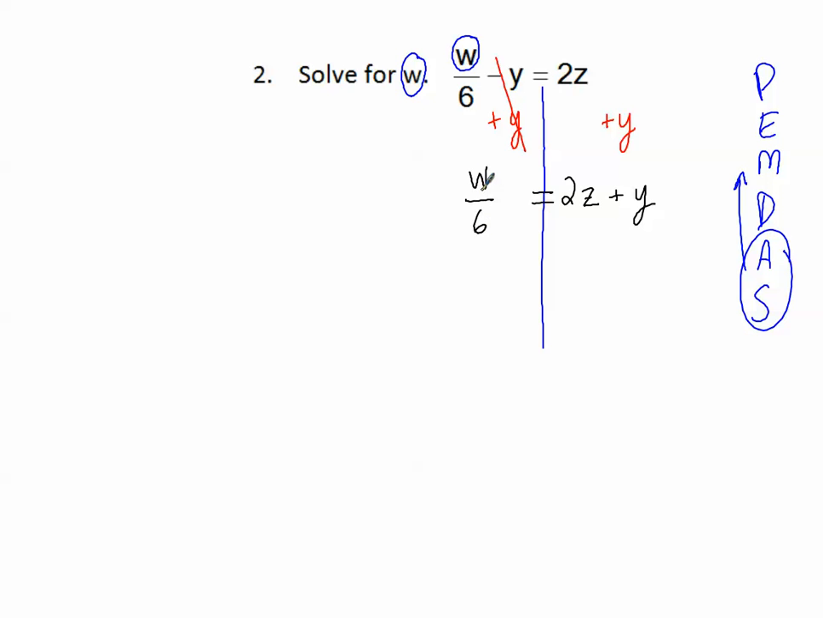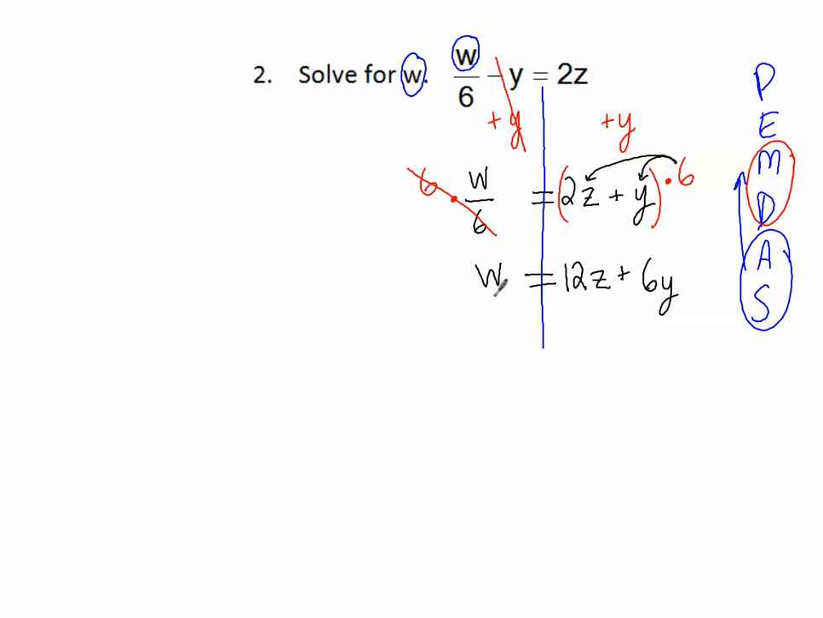W is not alone yet, so I keep going. This says divided by 6. So the opposite of divide is multiply. I'm going to now say times 6, and over here, putting parentheses, times 6. I put parentheses because I have more than one term. This gets rid of the 6, and now I'm left with w on this side equals, and now I will distribute the 6. 6 times 2z is 12z, plus 6 times y is 6y.